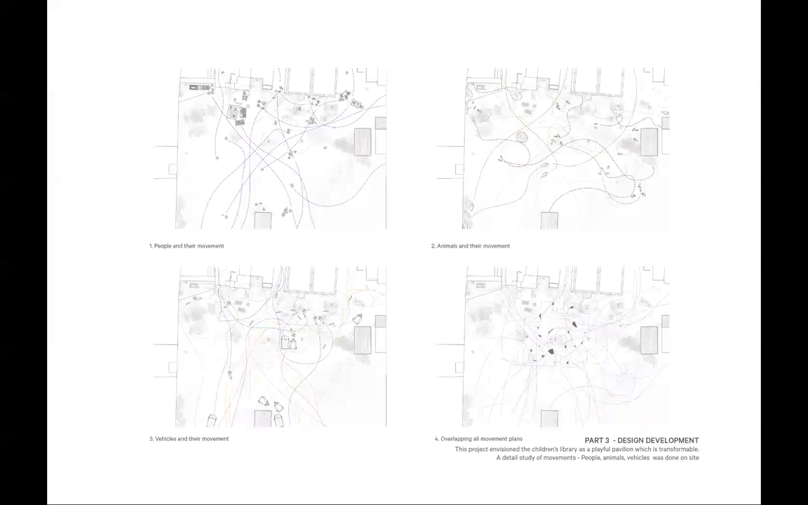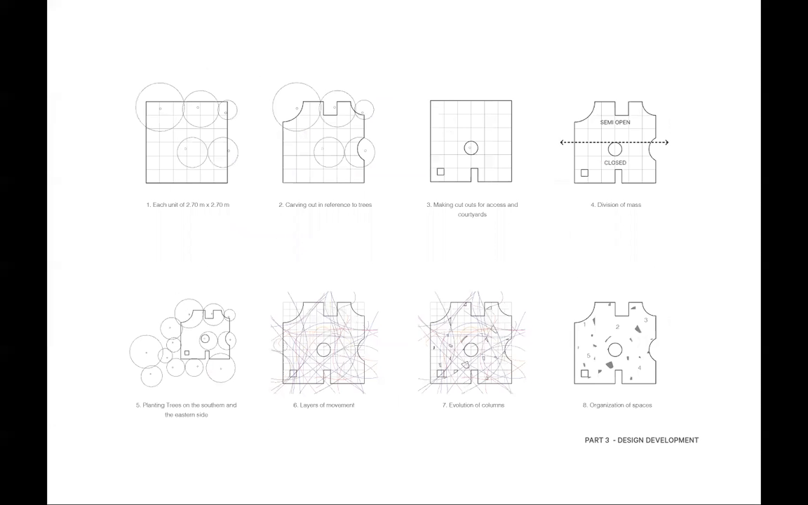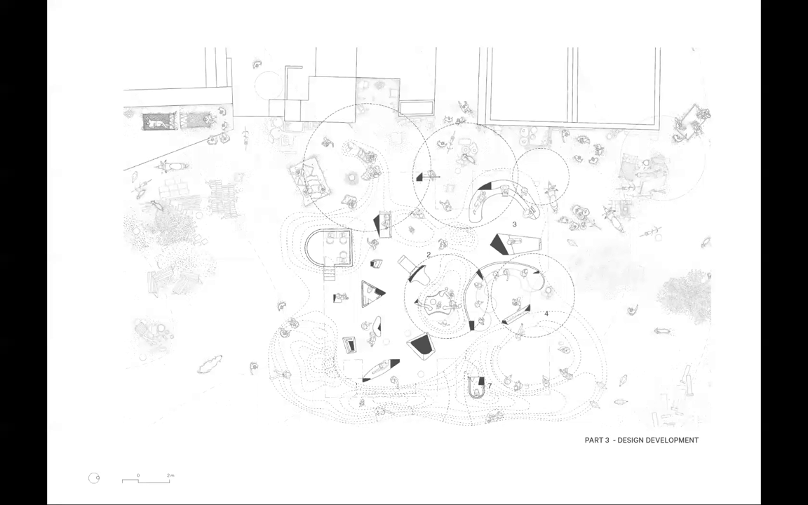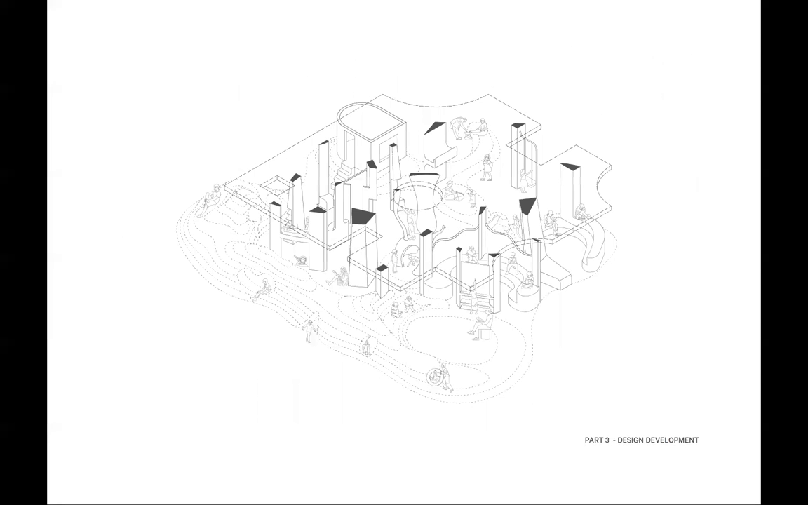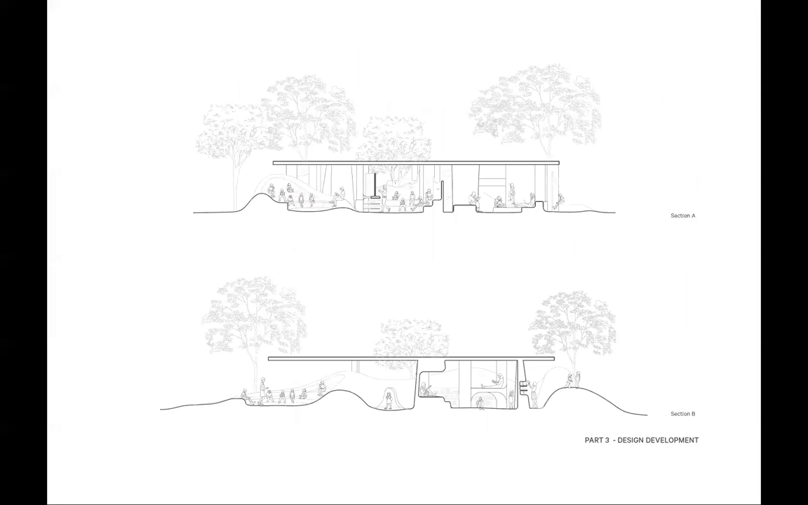The second work I'm going to talk about is of Palak. The project envisioned children's library as a playful pavilion which is transformable. A detailed study of movement, people, animals, vehicles were done on the site. These are some of the diagrams of the design development. The project focused on architectural element column and explored its limits and potential by in-depth studies. So each project is a different inquiry in architecture.